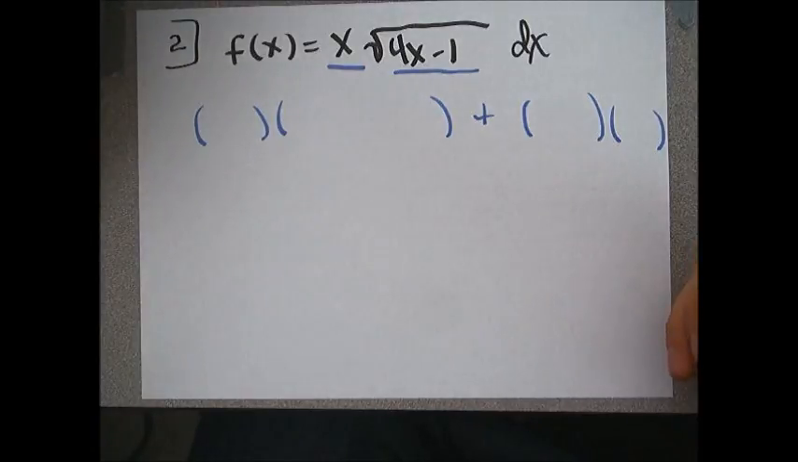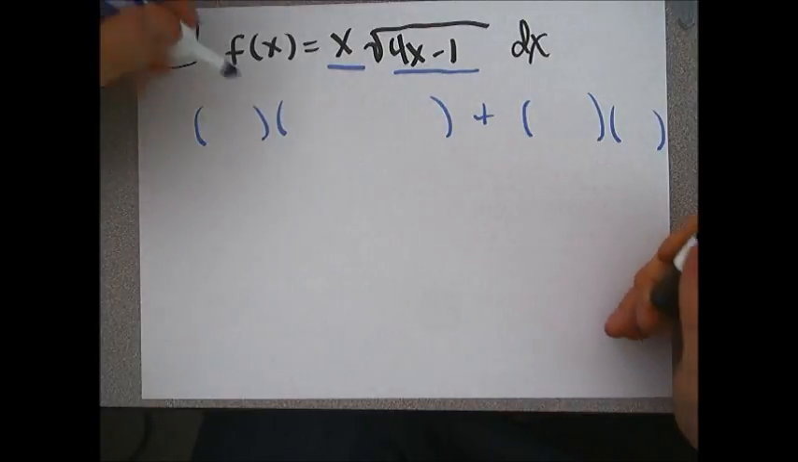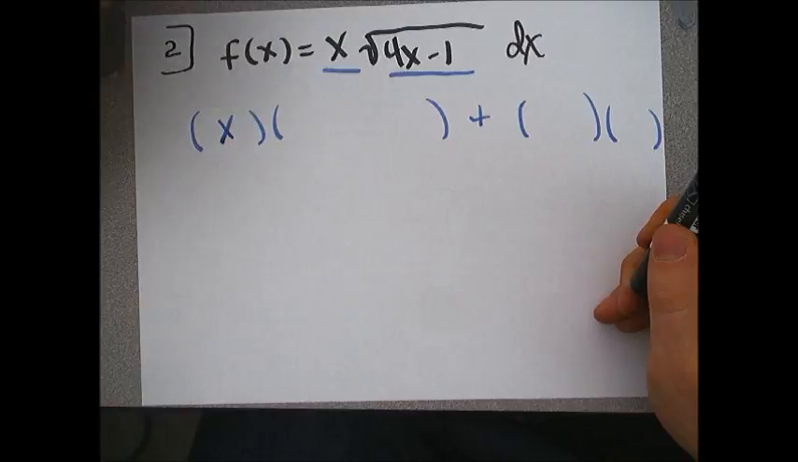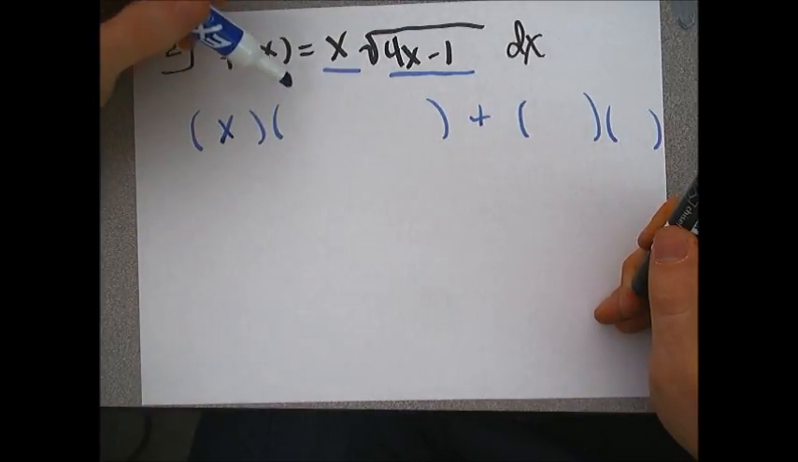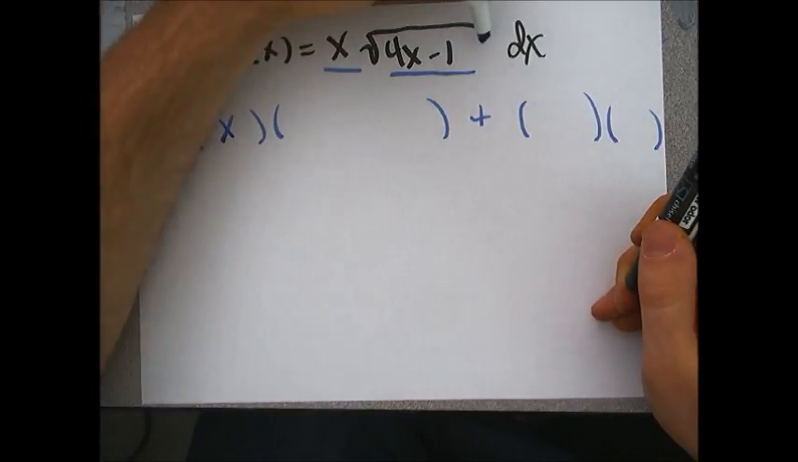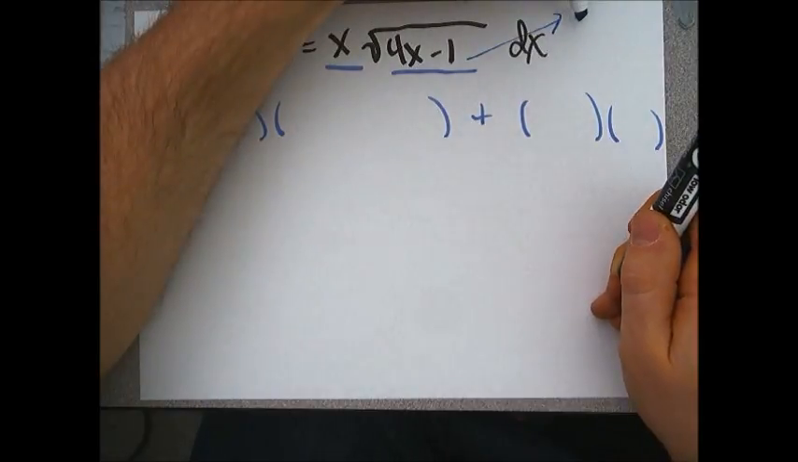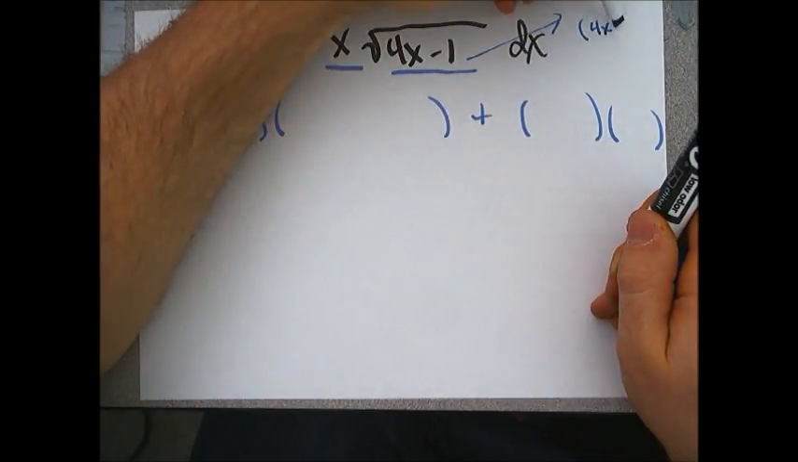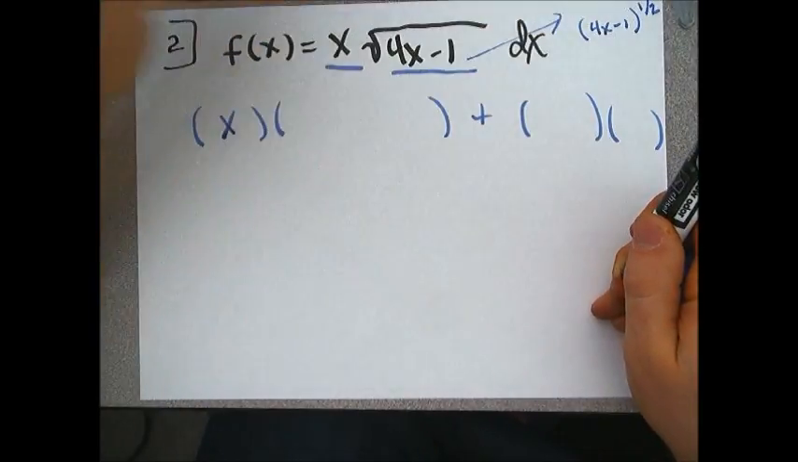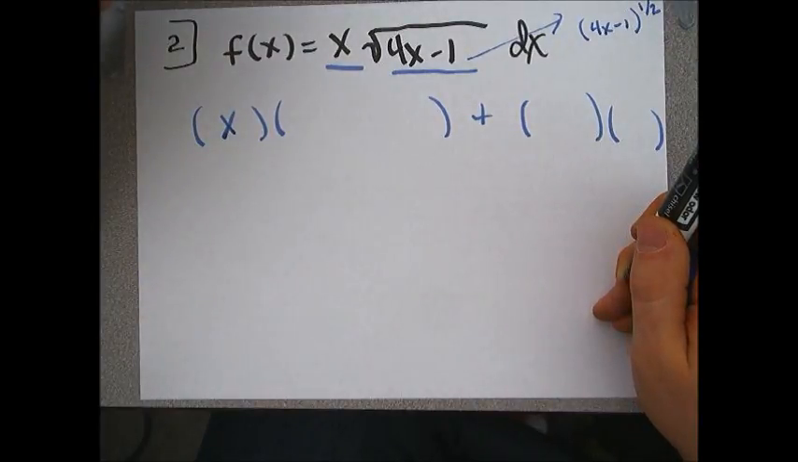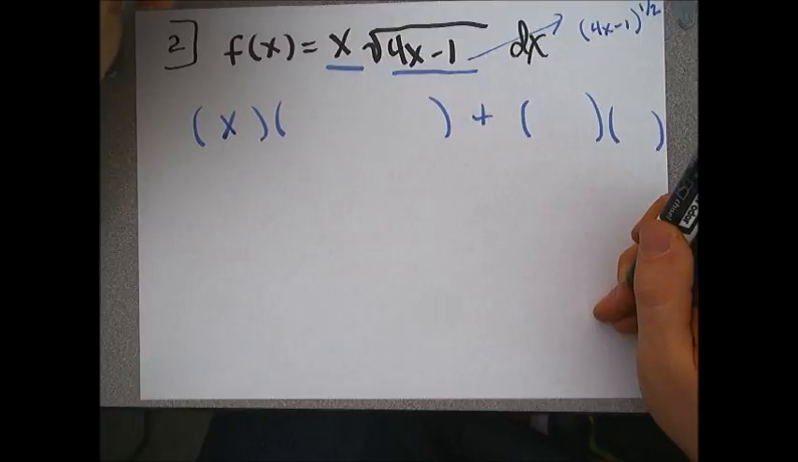I'm going to keep going. All right. So we keep the first, derive the second. So you want to rewrite this. Think of this thing as what? 4x minus 1 to the 1/2. You're going to have a chain rule. Yeah, need a chain rule, right?